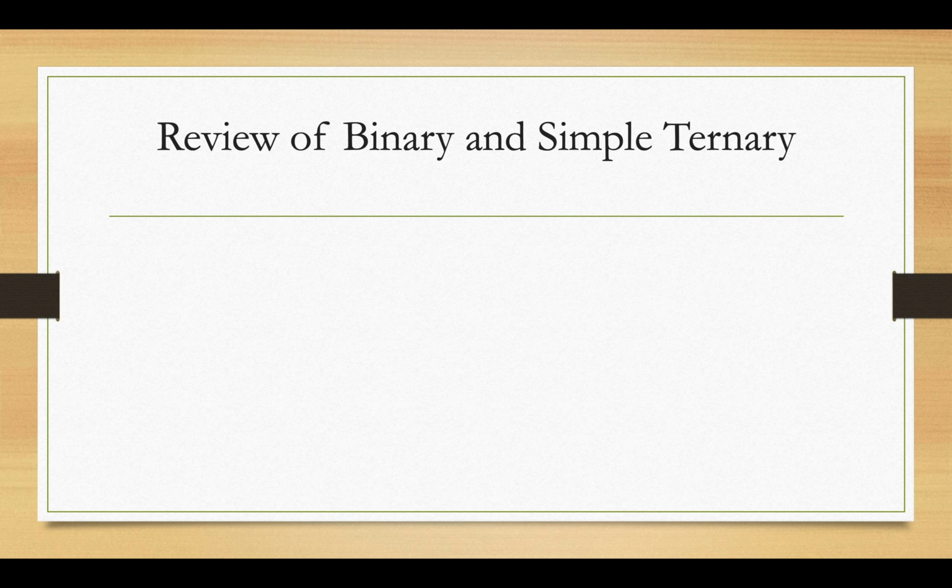First, let's briefly review binary and simple ternary. Binary form has two parts. In a simple binary, the first and the second parts do not necessarily have the same thematic material. As you can see here, I've represented this with an A for the first section and a B for the second section, showing that the two differ in terms of thematic content. Naturally, they also will differ in terms of harmonic content as well.